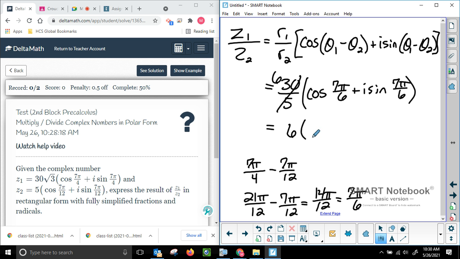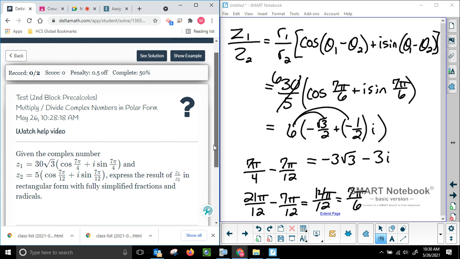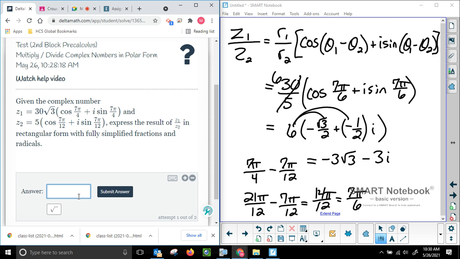So this becomes 6, and now we need to simplify this. The cosine of 7 pi over 6 is negative square root of 3 over 2. The sine of 7 pi over 6 is negative 1/2. And of course, we still have our i there. So now when we go ahead and distribute here, 6 over 2 is 3, so this will be negative 3 root 3. 6 times negative 1/2 is negative 3i. So negative 3 root 3 minus 3i.